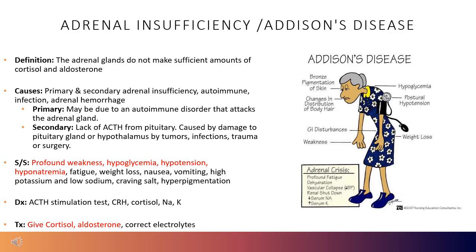One of your classic signs in primary Addison's is hyperpigmentation, so that's why she's colored the way that she is. Especially in the skin creases or mucous membranes, and that's going to happen because your body's overproducing ACTH in an attempt just to stimulate your adrenal glands.